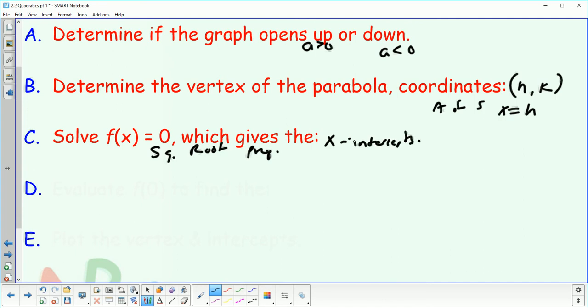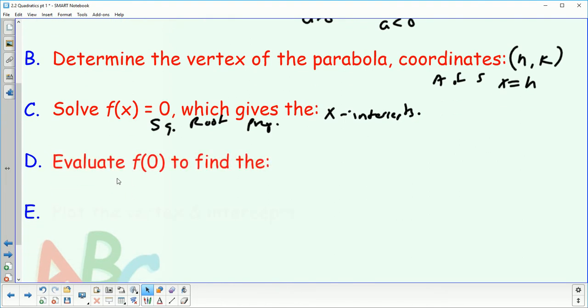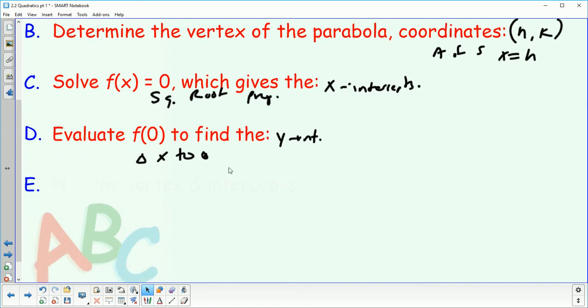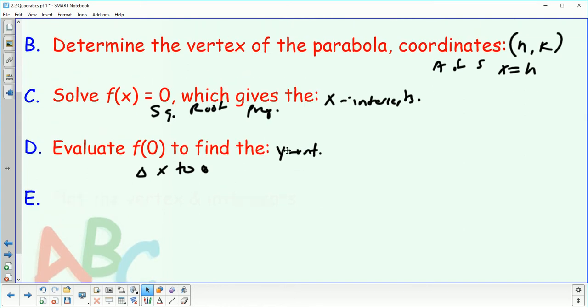Okay, now we could have 0, 1, or 2 x-intercepts. Next, we're going to set 0 in for x, so that means change all of your x's to 0 and simplify, and this is going to give you your y-intercepts. Now for this, there should only be 1, and there should always be 1. And then finally, you'll have your vertex, 0, 1, or 2 x-intercepts, and 1 y-intercept, and then you can plot the vertex and intercepts and draw your graph.